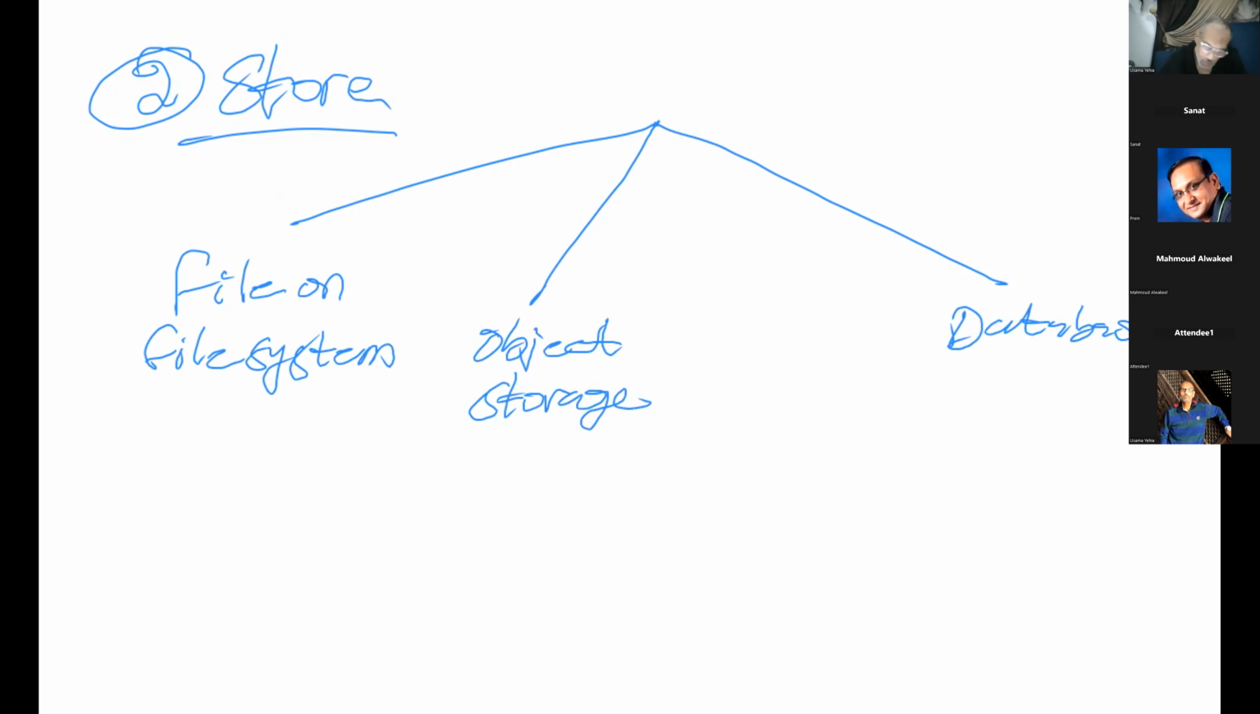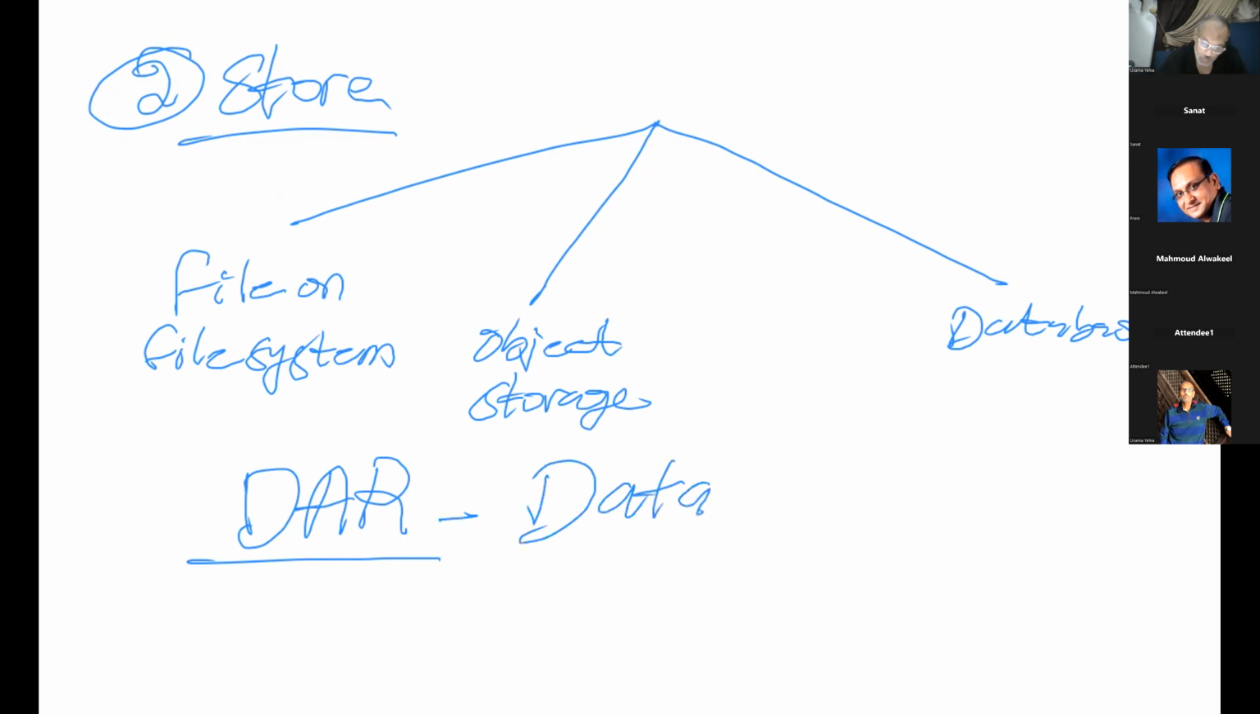This is called DAR. What is DAR? Data at rest. Okay. Data at rest. This is very important. Data at rest is stored in storage, hard disk, whatever. It is not used.